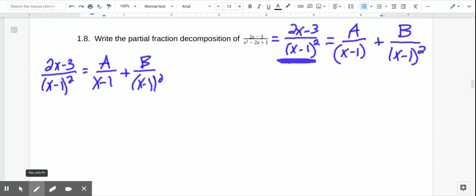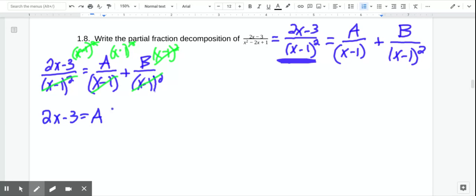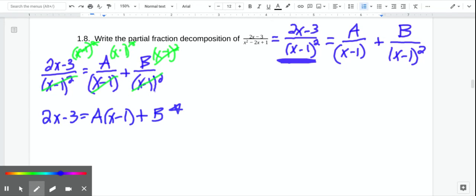All right, we are going to multiply to get rid of those fractions. So we're going to multiply everything by x minus 1 squared. So those cancel, one of these cancels, and those cancel. So what we end up with is 2x minus 3 equals A(x minus 1) plus B. And that's going to be our equation that we're going to work with.